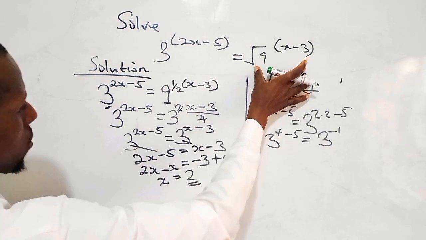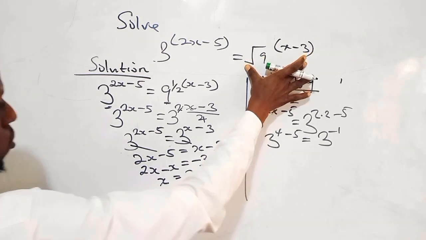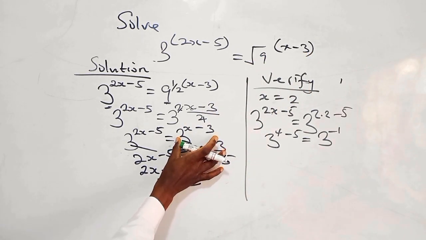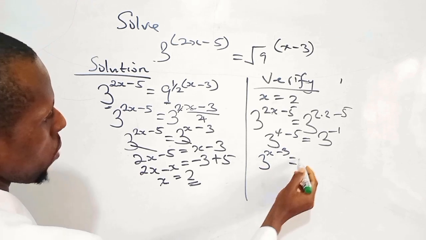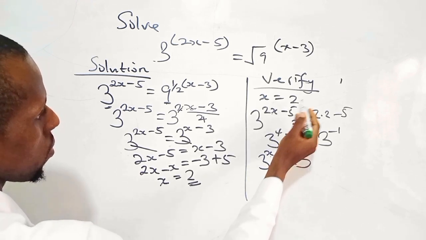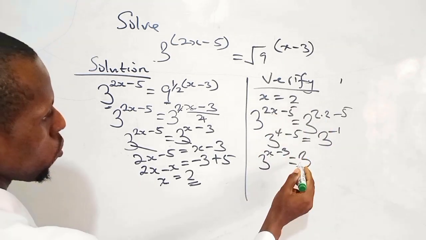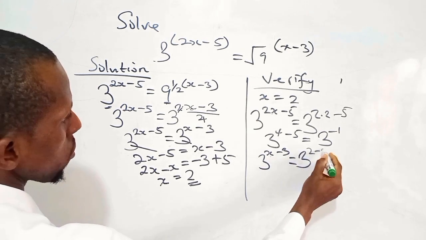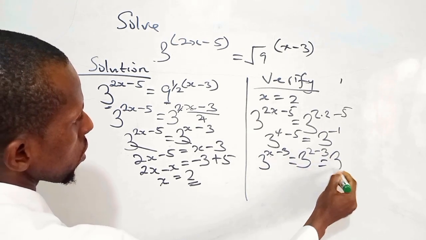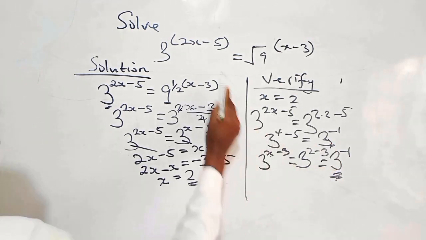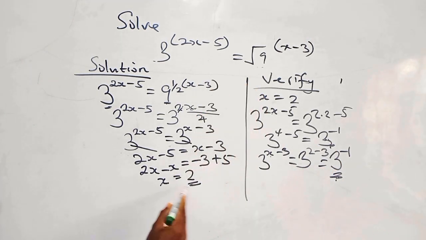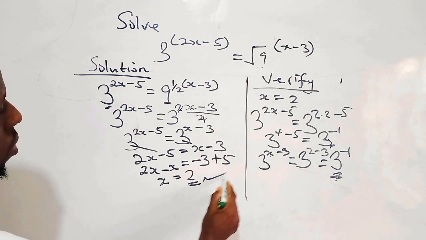So let's work with the right hand side. So we have 3 raised to power x minus 3. When x is 2, we have 3 raised to power 2 minus 3, equals 3 raised to power minus 1. So both sides of the equation are equal. So the value of x is 2.